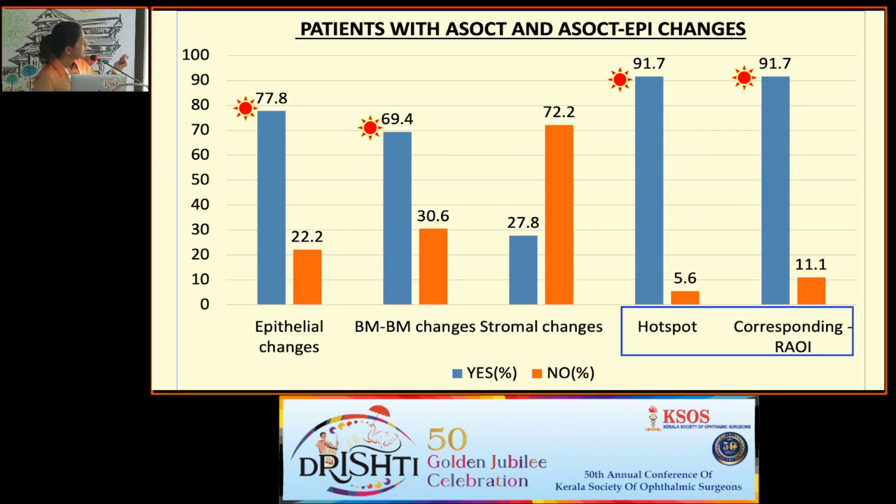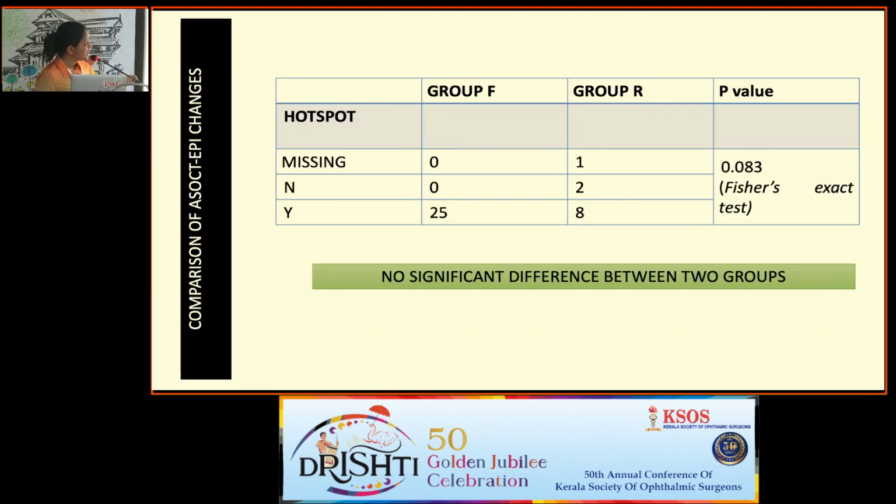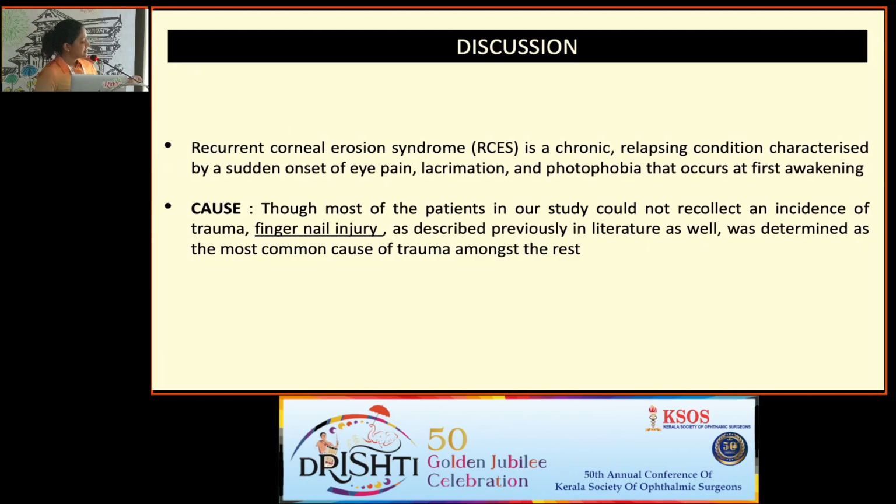Then we looked at the ASOCT epithelial map changes, and the hotspot was seen in more than 90% of the patients with RCS. And not only was it seen, it also corresponded to the clinical diagram which was drawn in the OPD. But when we compared it between the two groups, there was no significant difference noted. So it indicates that this could just delineate the area probably, but not be a predictor of future recurrence. So RCS, as we know, is a chronic relapsing condition, and it is painful.